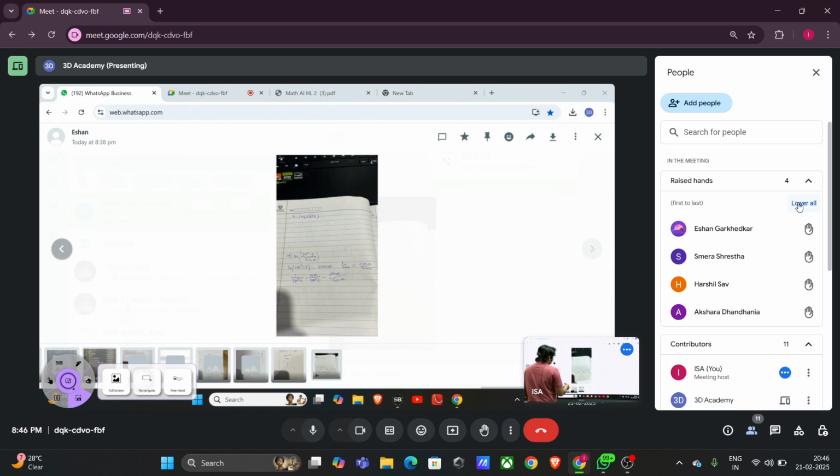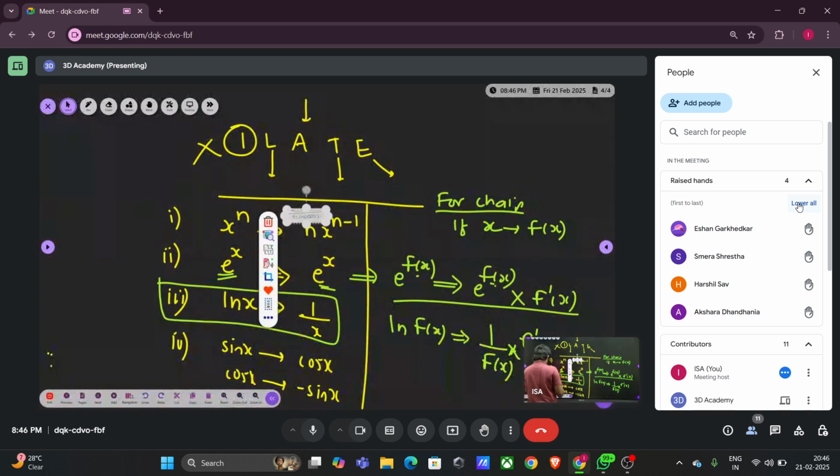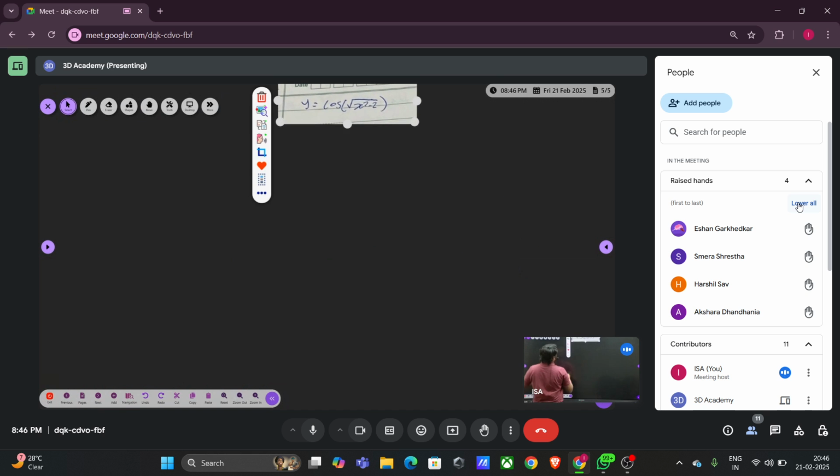ईशान, बहुत गंदा हैंडराइटिंग है भाई तेरा, मेरे से ज्यादा गंदा है. The handwriting is very bad. It's bad, worse than mine.